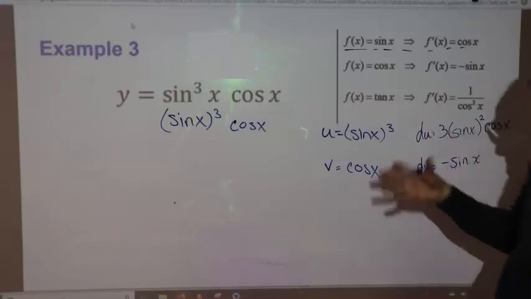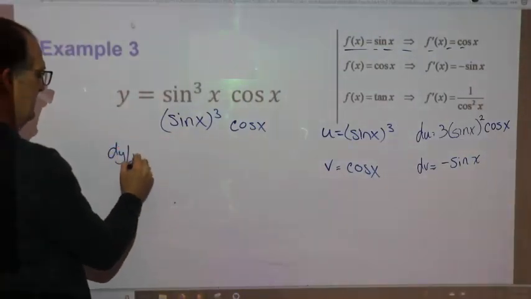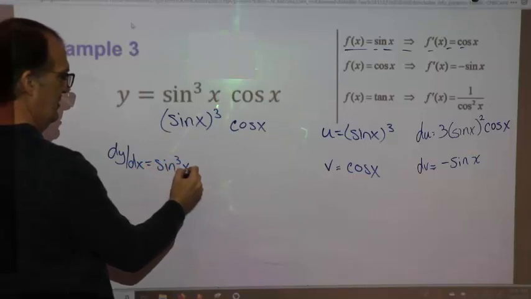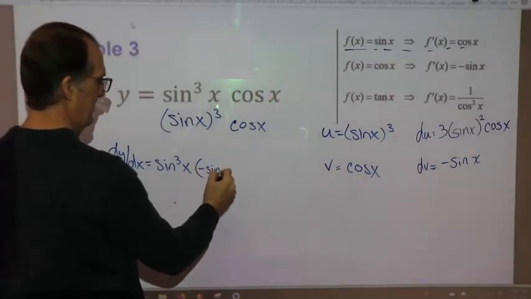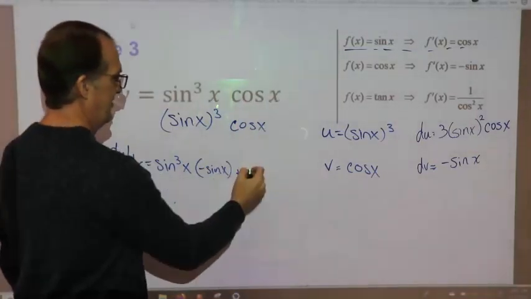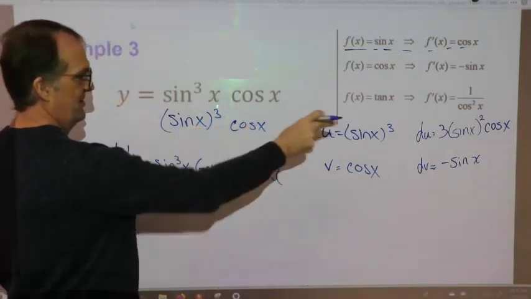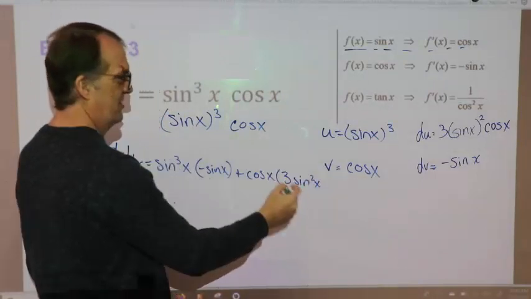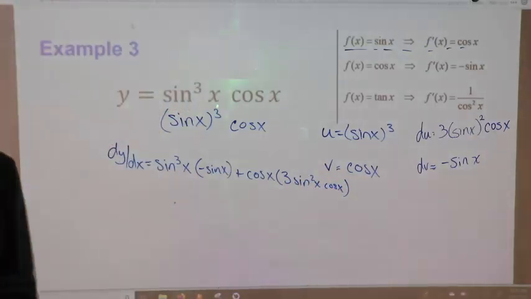Now that I've got the 4 parts of the product rule, I'm ready to come back here and say that dy dx is leave the first, multiply by the derivative of the second, and the derivative of the second is negative sine x, plus leave the second, multiply it with the derivative of the first, which is much longer, and I'm going to write that squared back in, and I have that.